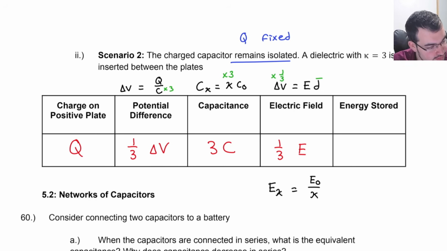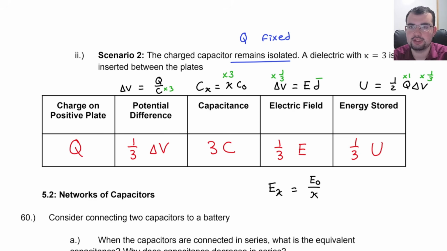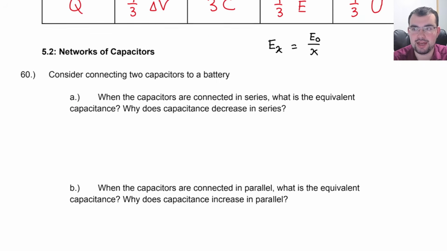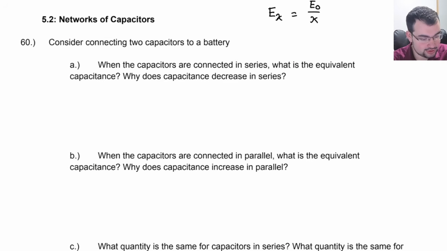Now, energy stored, we know everything, so let's just use 1/2 Q delta V. Delta V was divided by 3, and Q remained constant, so this is an energy decrease. Now, it's easier to conceptualize this energy decrease because if you insert the dielectric, that causes the molecules to polarize. So it costs energy for the molecules to polarize, which is why you're not storing as much energy. So that's basically any capacitor multiplier you could be asked. All right, all that just to get done with one section.